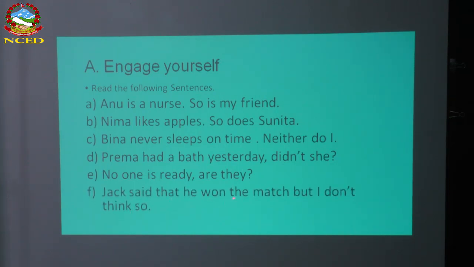One more last is there. Zach said that he won the match, but I don't think so. So this is what? Disagreeing. I don't think so. Disagreeing. So confirming, agreeing, or denying, disagreeing. Right? Your unit name, confirming and denying. So these are the way to do. And you need to do exercises based on these examples.